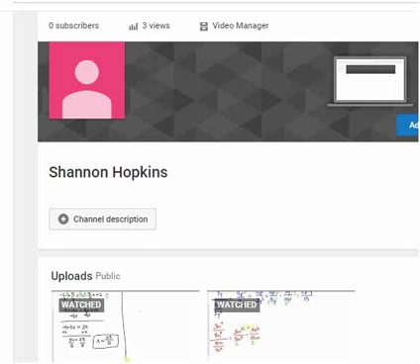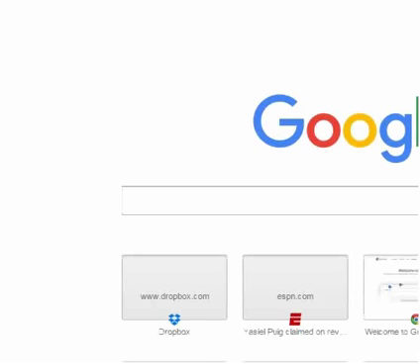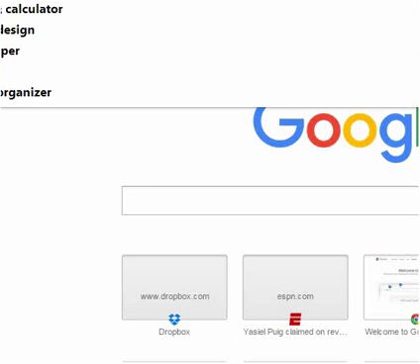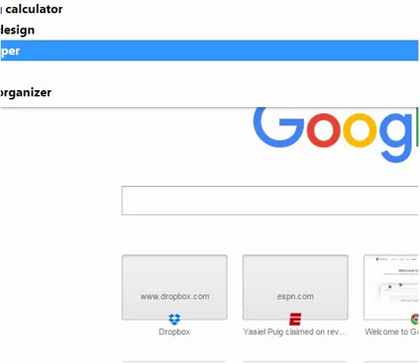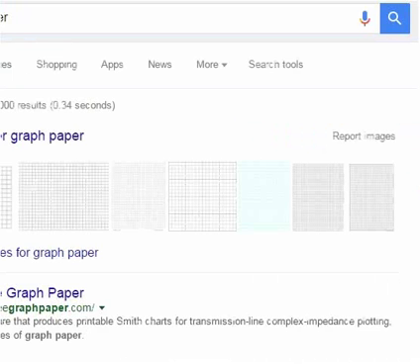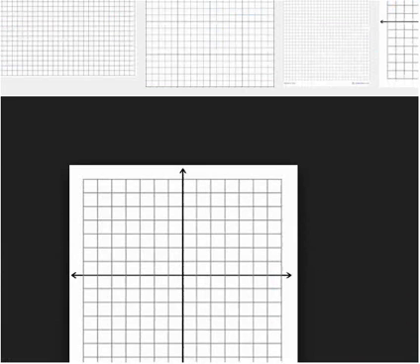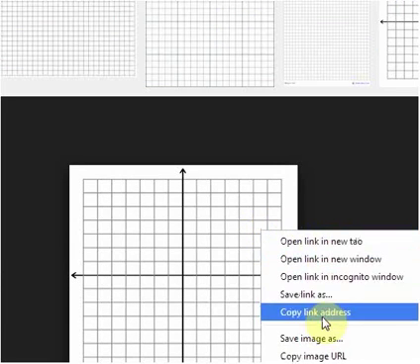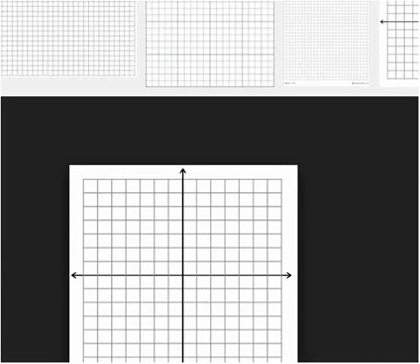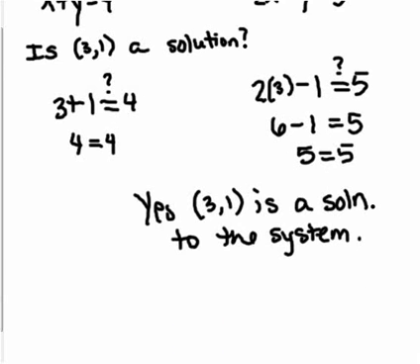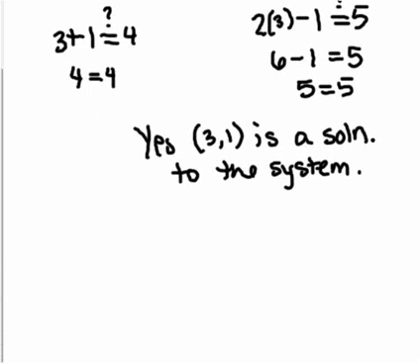Now what I want to do is pull up a piece of graph paper, and there used to be some saved on this machine, but I don't think there is anymore. Okay, and I'm going to just paste it over here. And I'm going to talk to you about how to solve a system by graphing.